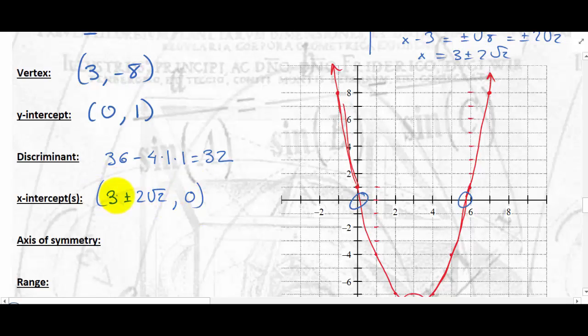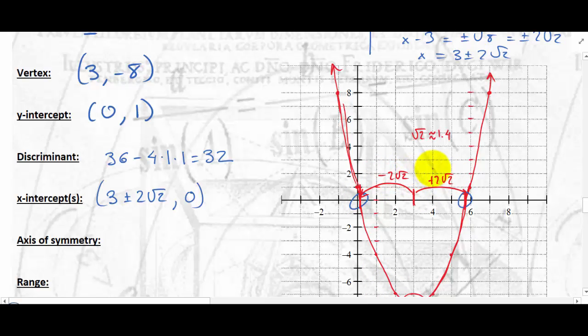And this is what it means. Look, you go to 3 right here, and you add 2 root 2, right? So you remember root 2 is about 1.4, so I should be adding about 2.8. And this is exactly what happened. 2.8, and then 3 minus 2.8, right there, okay? This is plus 2 root 2, and this is minus 2 root 2.